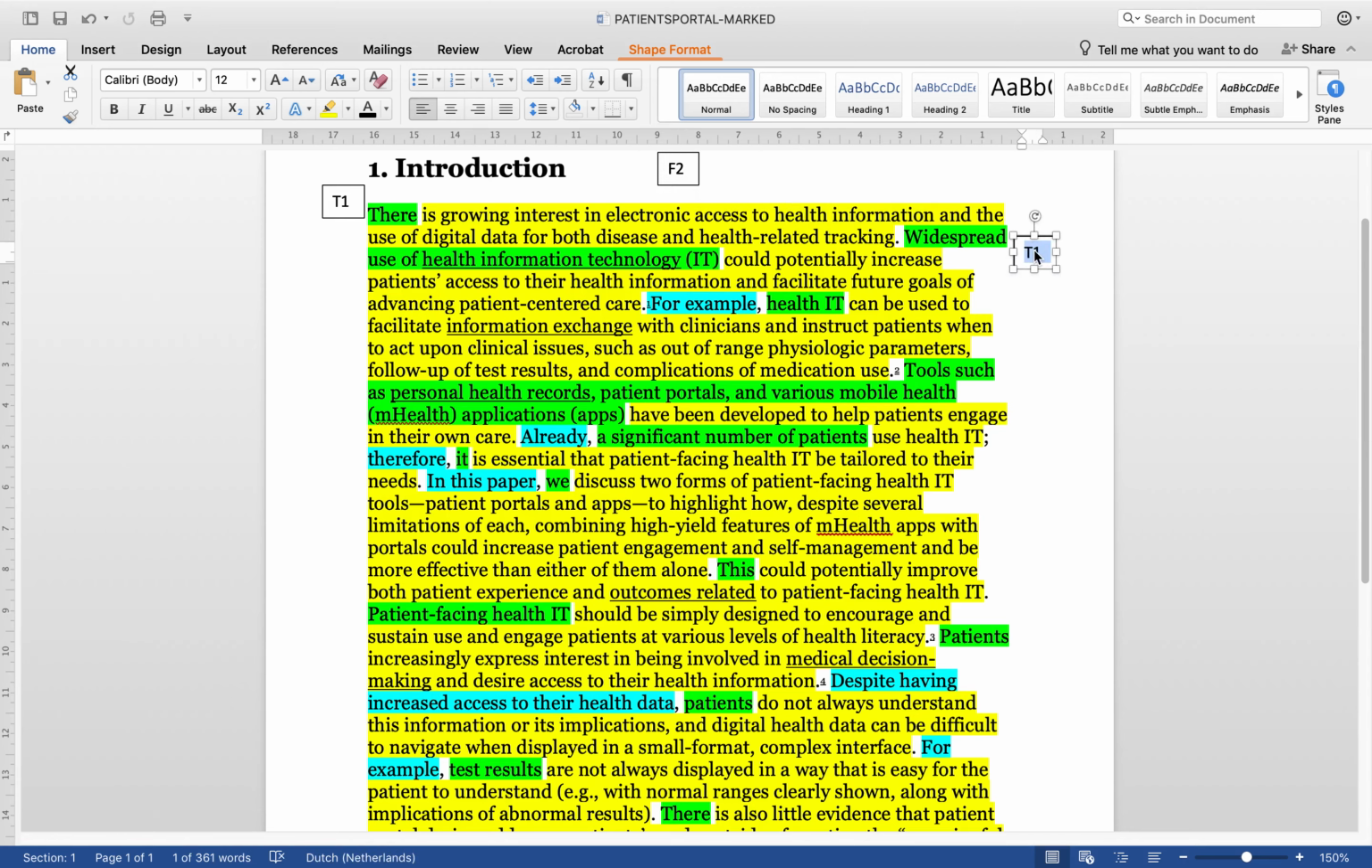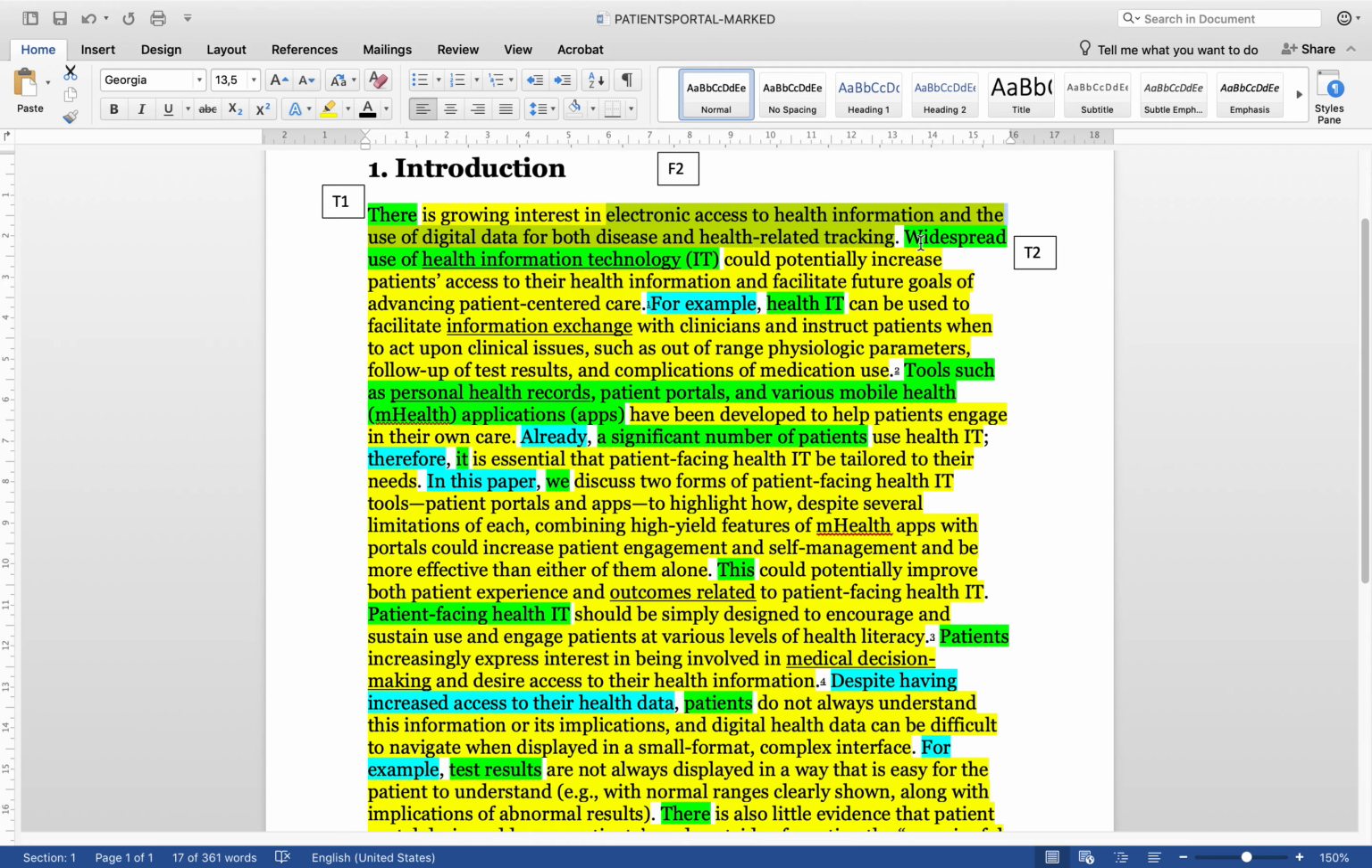So widespread use of health information technology, the source of that is basically the focus that we had here. We call this topic 2 to make clear this topic has been derived from, has been introduced by, the way has been paved for it by the focus in the previous sentence. So growing interest in electronic access to health information and the use of digital data for both disease and health-related tracking. That sort of implies health information technology, and therefore that's part of this topic.